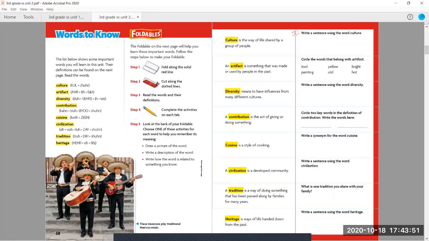Our words are going to be culture, artifact, diversity, contribution, cuisine, civilization, tradition, and heritage. Now over here, if you're looking at the way it's written kind of funny next to it, it's telling you how to pronounce it, so how to say it the right way. You don't need to cut up your page, that's fine. I just want you to get familiar with your words.